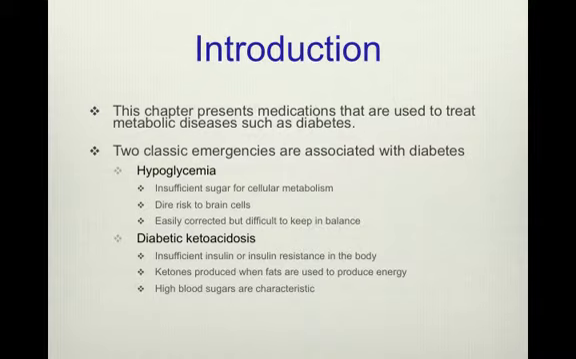Diabetic ketoacidosis: insufficient insulin or insulin resistance in the body. Ketone production when fats are used to produce the energy. And that would be there's no insulin to allow the sugar in there for energy, so the body taps into the fat sources. And high blood sugars are characteristic in this.